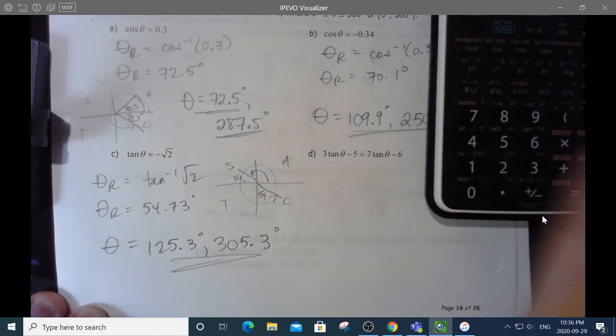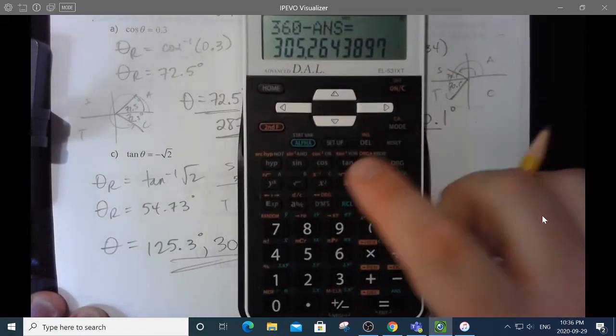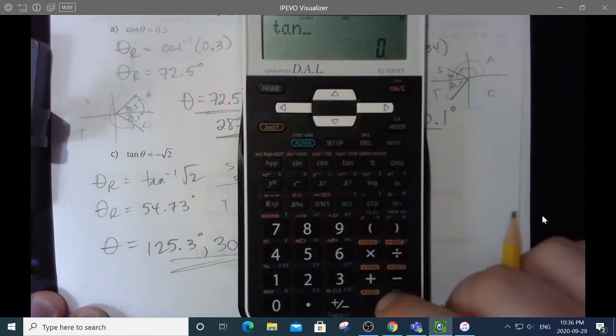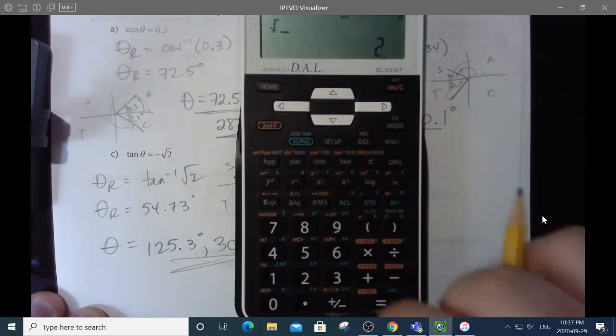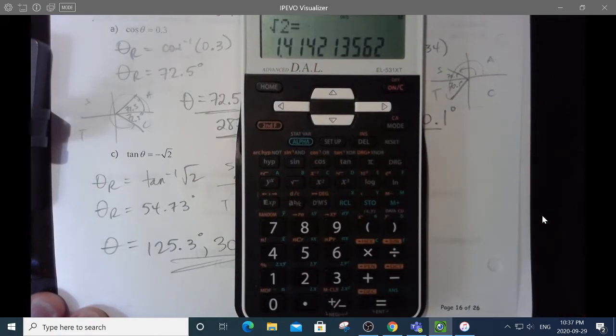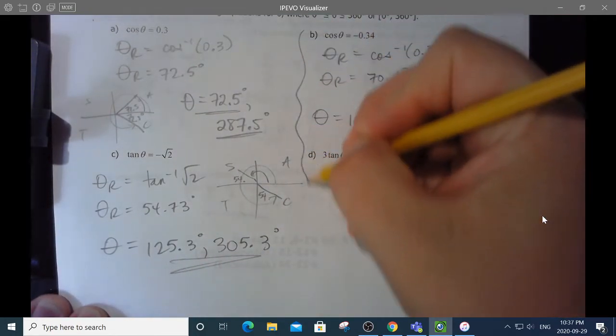Okay. And you can once again check the answers, right? The tangent of that answer is negative 1.414 and so on. And just to make sure, is that what root 2 is? You bet it is. 1.414 and so on. So yep, it's right. You can check the other one too if you want, but I know it's right. Ah, they don't give me much room here.